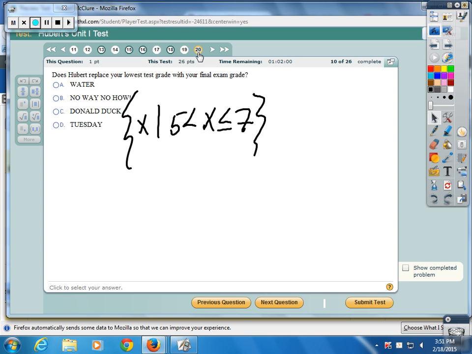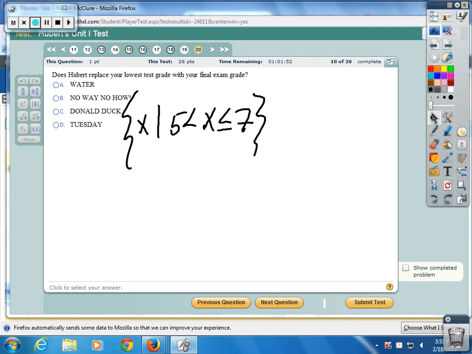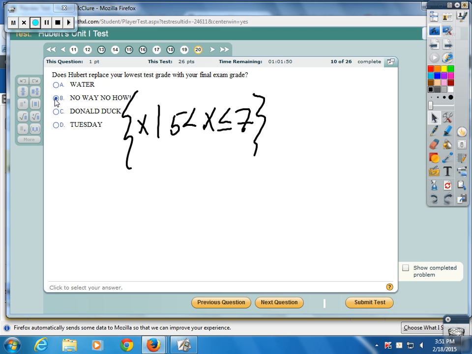Does Hubert replace your lowest grade with your final exam grade? Water. Yeah, that's a good one. How about Donald Duck? Yes. Yeah, Tuesday. It's surprising how many people miss this.